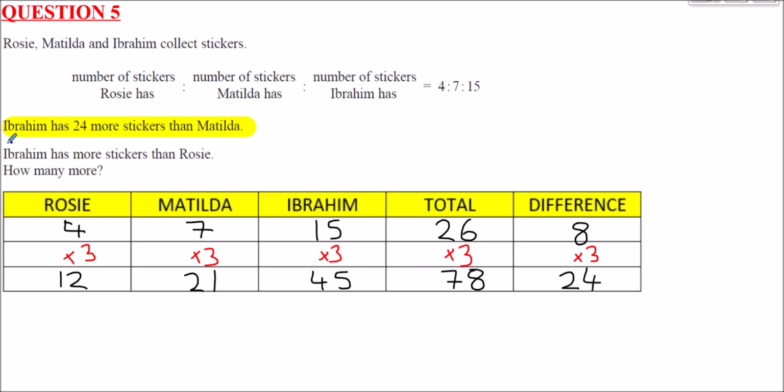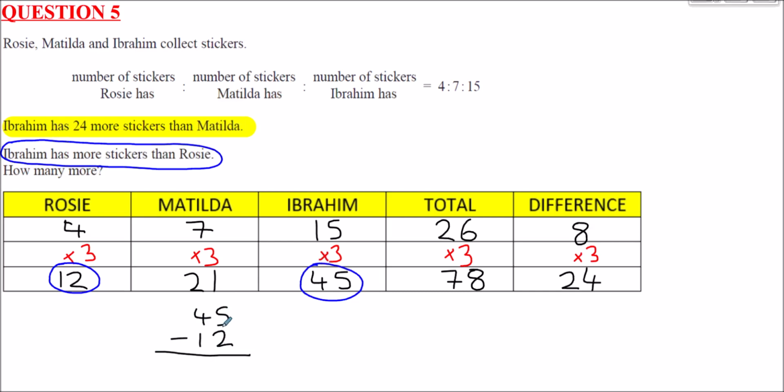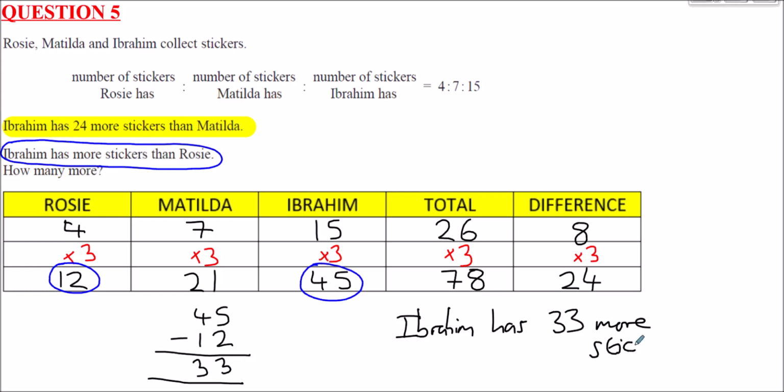So the actual question's talking about comparing Ibrahim and Rosie. Ibrahim has more stickers than Rosie. So Ibrahim has 45, we found out. Rosie has 12. So Ibrahim has 45, take away 12. 5 take 2, 3. 4 take 1, 3. So Ibrahim has 33 more stickers. And that's your final answer. And that's the question sorted. So how many more? Answer 33.